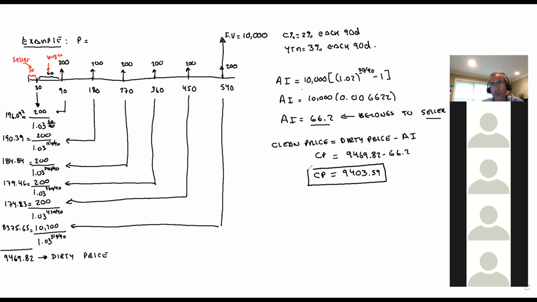And now it's customary that we don't express the price in dollar terms. So what we do is we simply express the clean price as a percentage of the face value. So this is going to be equal to 94.0359%. Normally, if you go to newspapers or any magazine, this is the way the prices are presented. So it's basically 94% of the face value. Make sense?